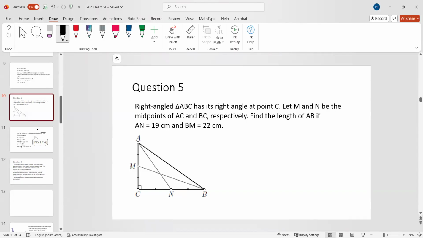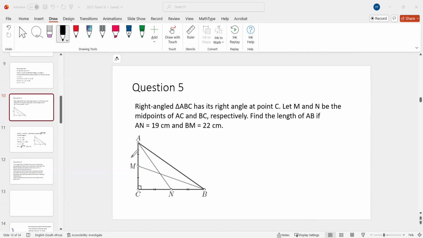The right angle triangle ABC has its right angle at point C. Okay, you can see all this. It's also given that M and N are the midpoints of these sides. So you can see this equals that, this equals that. It is given that AN, this thing here, this median, right? A line joining the vertex to the midpoint of the opposite side, that's called a median. So AN is equal to 19. And BM is equal to 22.